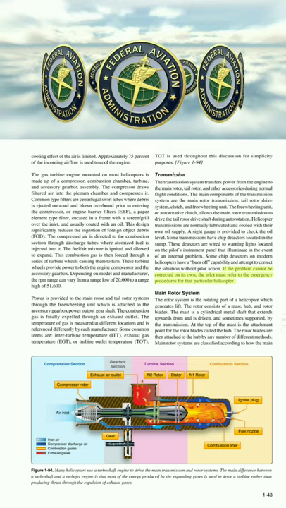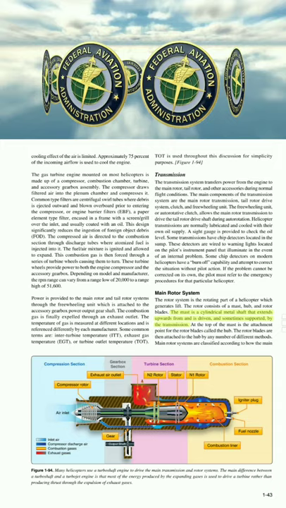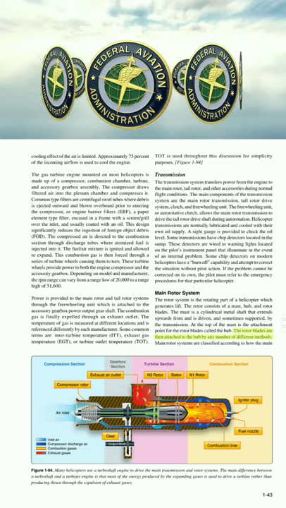The rotor system is the rotating part of a helicopter which generates lift. The rotor consists of a mast, hub, and rotor blades. The mast is a cylindrical metal shaft that extends upwards from and is driven, and sometimes supported, by the transmission. At the top of the mast is the attachment point for the rotor blades called the hub. The rotor blades are then attached to the hub by any number of different methods.